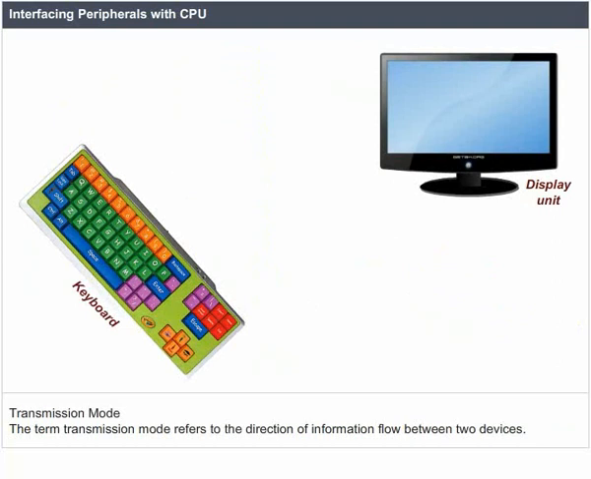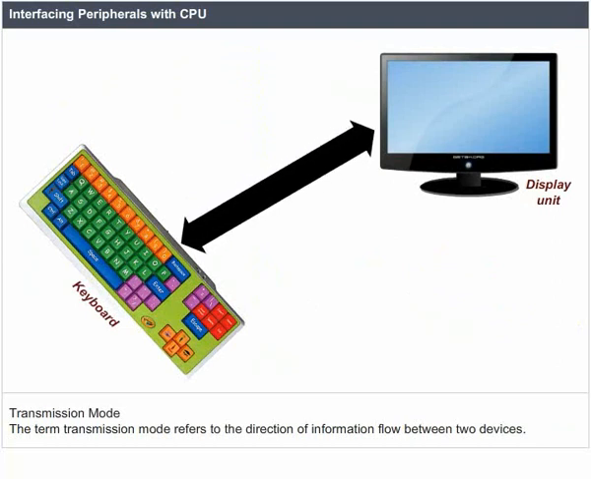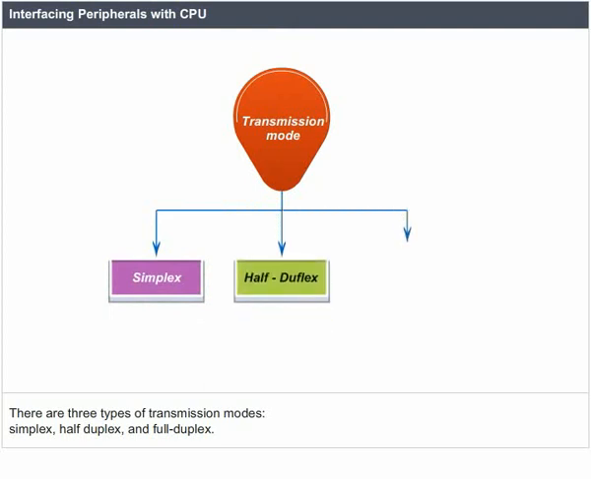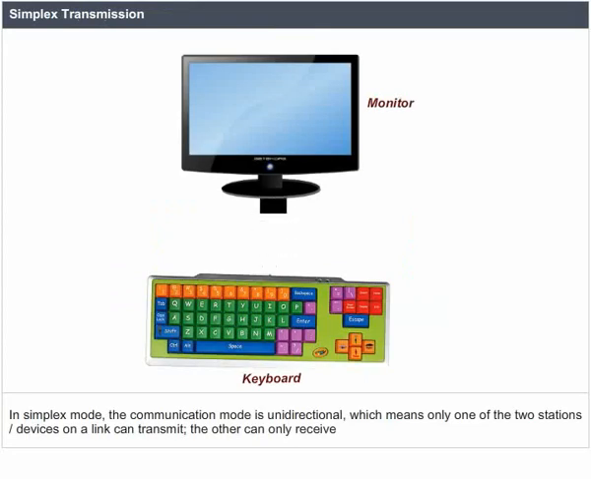Transmission mode. The term transmission mode refers to the direction of information flow between two devices. There are three types of transmission modes: Simplex, Half-Duplex, and Full-Duplex. Simplex transmission. In Simplex mode, the communication mode is unidirectional, which means only one of the two stations or devices on a link can transmit, the other can only receive.